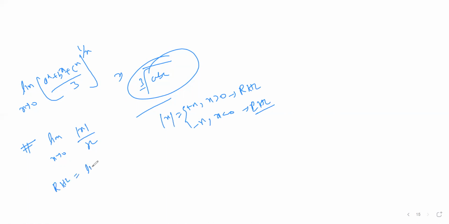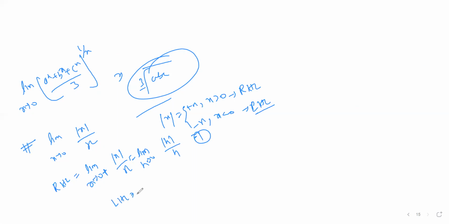So put it once, try to find out the RHL value. RHL means limit x tends to 0 plus, and replace mod x here. It is mod x by x, and we can say limit x tends to 0 plus, mod x value will be h only, so the value becomes 1.